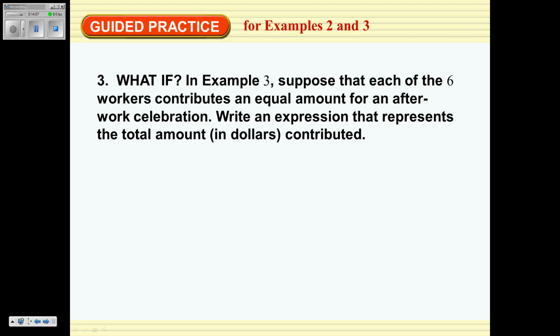All right, next guided practice goes to the example of the tips, well, of the workers. In example 3, suppose that each of the 6 workers contributes an equal amount for an after-work celebration. So now we're contributing an equal amount for an after-work celebration. Write an expression that represents the total amount contributed. 6 workers giving an equal amount of money. Okay, so number of workers and contributing an equal amount of money.